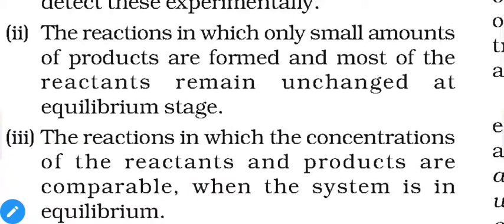Second, the reaction in which only a small amount of product is formed and most of the reactants remain unchanged at the equilibrium stage. So that means we are talking about a very poorly efficient reaction. The first case is a very highly efficient reaction. The majority will be obtained as product, and a minor fraction of reactant will remain. In the second category, we have a very poor reaction. The majority of the reaction does not occur.